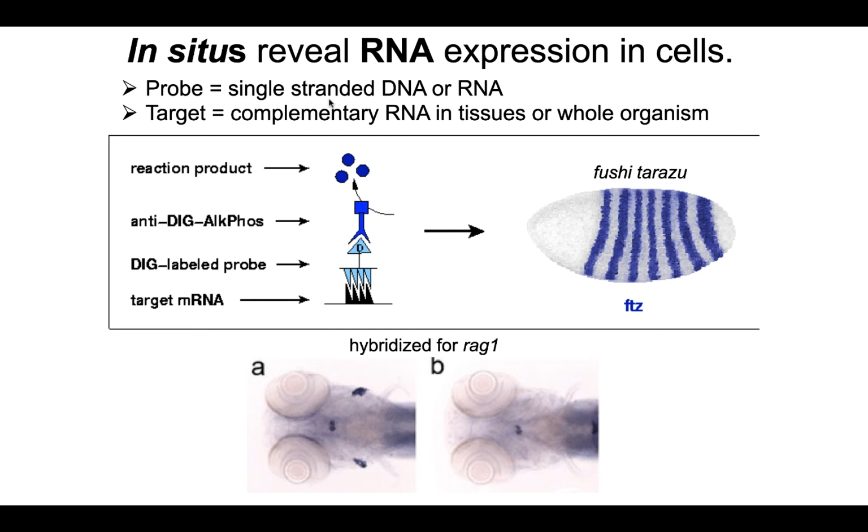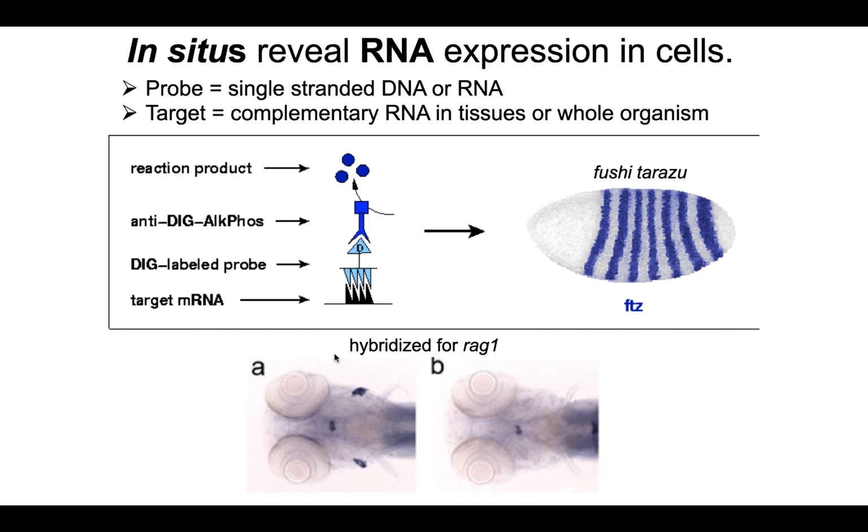And so your probe is going to be either DNA or RNA, and the target is going to be that complementary RNA within the cells of a tissue or the cells of an organism. For example, this is a Drosophila embryo that has been probed with a probe that detects an RNA called Fushitarazu. You can see that Fushitarazu is expressed in a very specific subset of cells within that embryo. It's pretty amazing, pretty striking. In fact, Fushitarazu is Japanese for every other stripe.